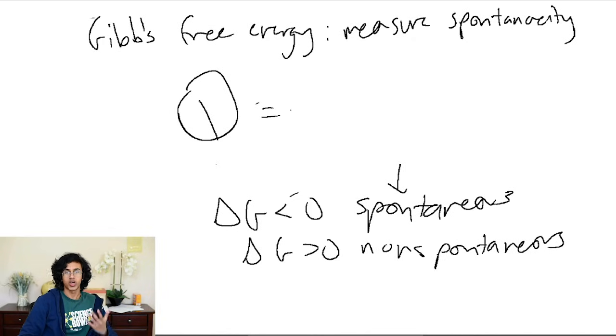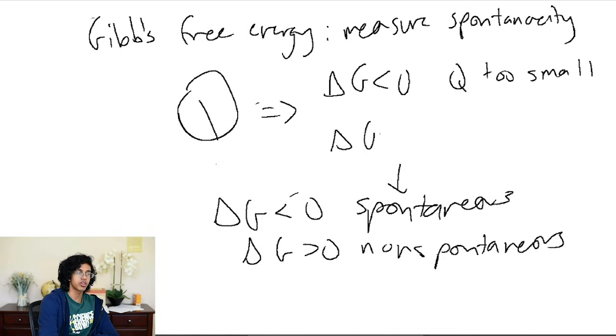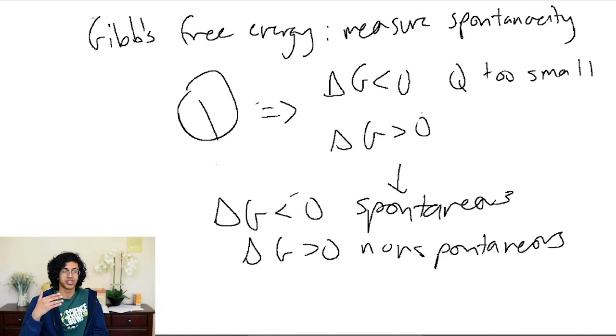Well, that means that right now your Q is too small and you want to make it bigger. If delta G is positive, that means that you don't want to go to the products. In fact, you want to go the other way. Like, the products are bad. We don't want to go to the product. So that means that your Q is way too big. You have way too many products and you want to decrease the number. So, that means that your Q is too big.